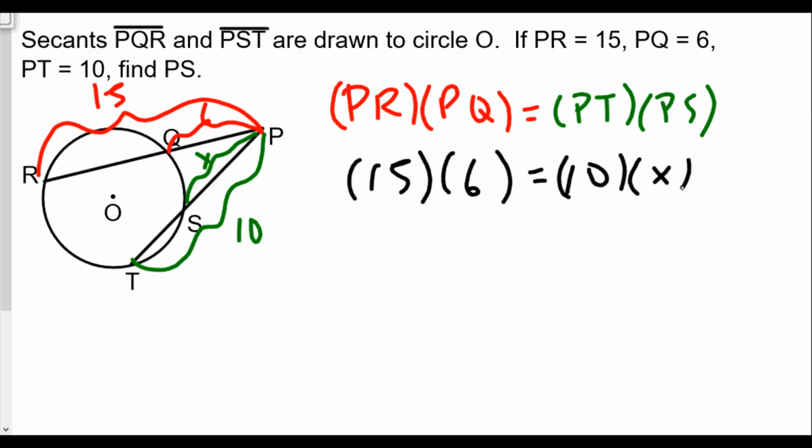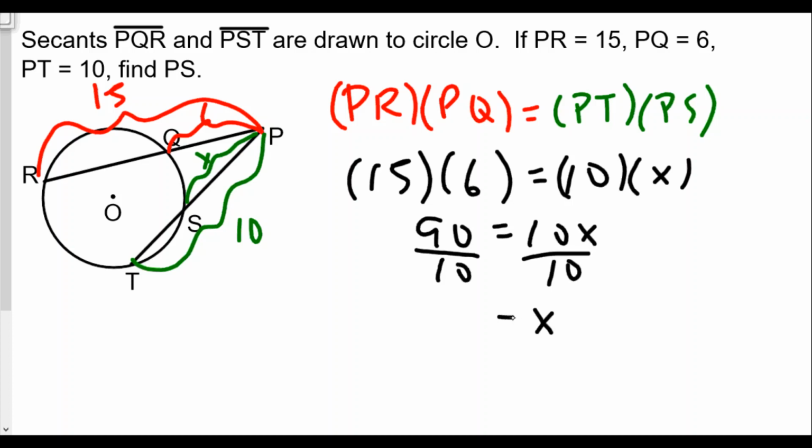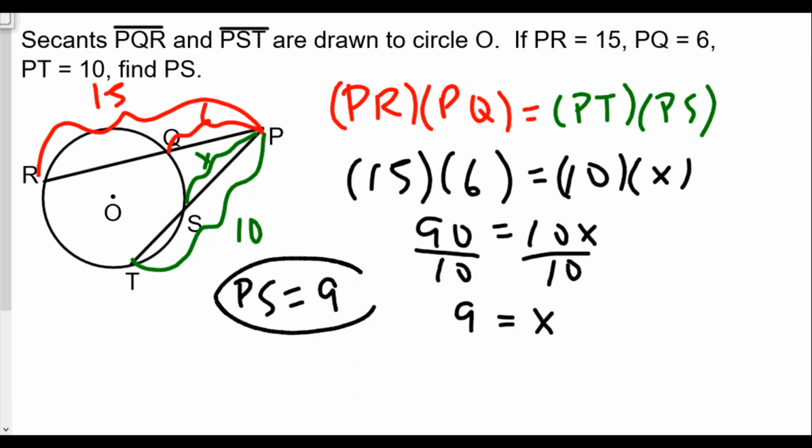Well, 15 times 6 is 90. And if 10X equals 90, we divide both sides by 10. X equals 9. Therefore, in this case, the measure of PS is equal to 9. Well, that's not so bad. Oh, they get more difficult, though. So let's take a look at a more challenging problem. But the key thing is this: the whole segment times the outside part is equal to the whole segment times the outside part.